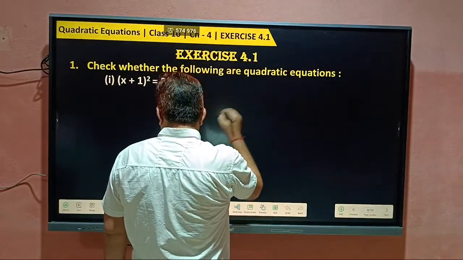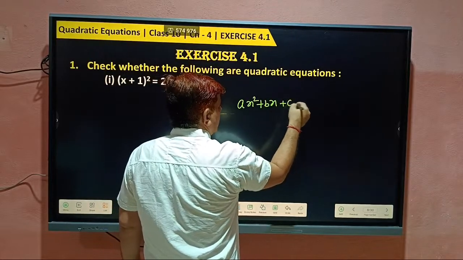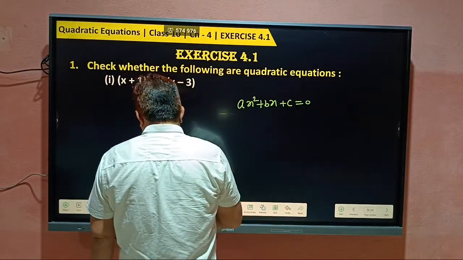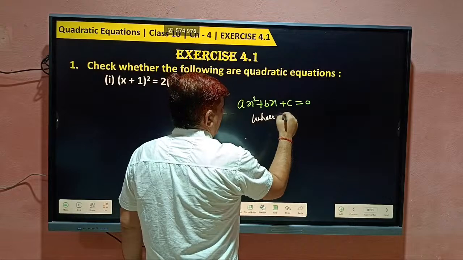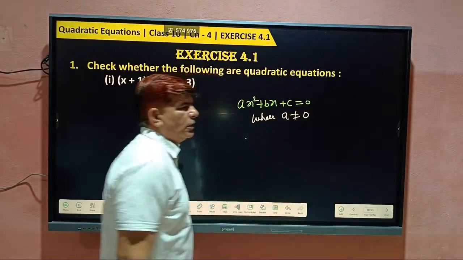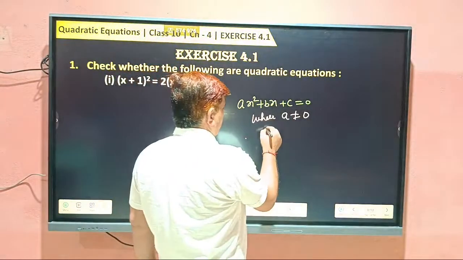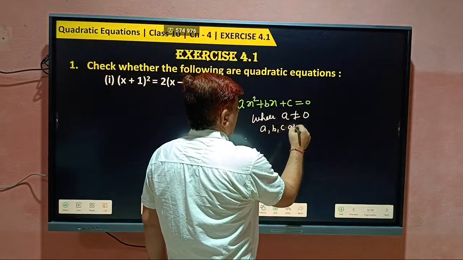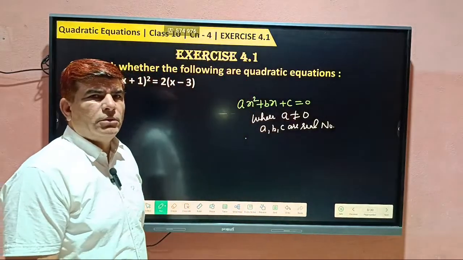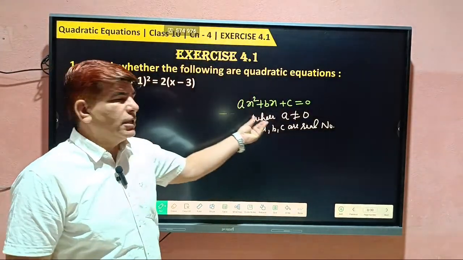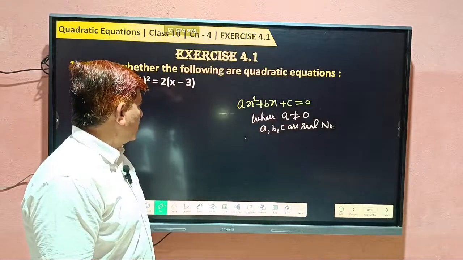The standard form of the quadratic equation is ax² + bx + c = 0, where a is not equal to 0. If a becomes equal to 0, it is not a quadratic equation. And a, b and c are real numbers. Understood? If it satisfies this condition, then it is a quadratic equation, otherwise not.